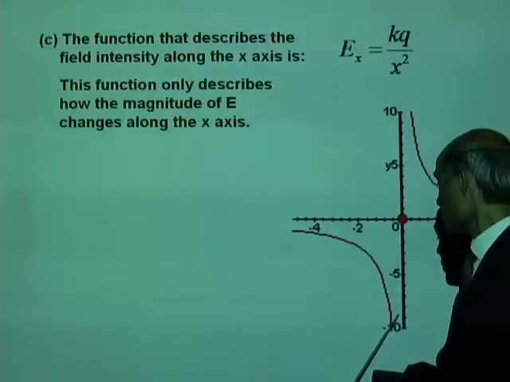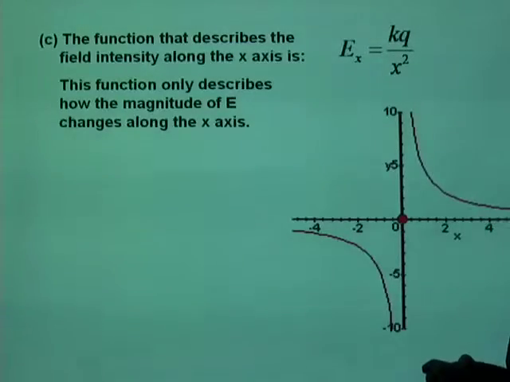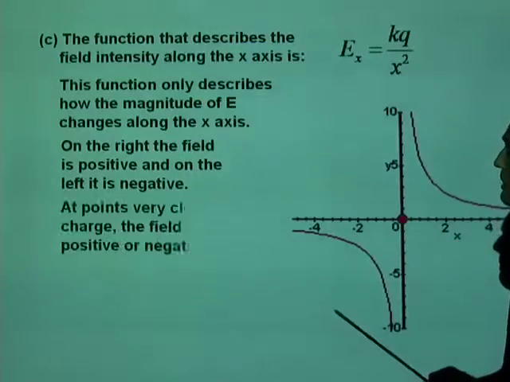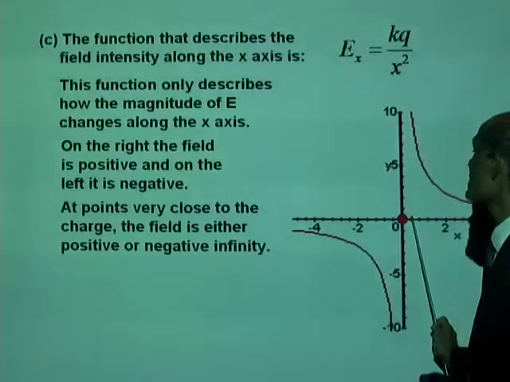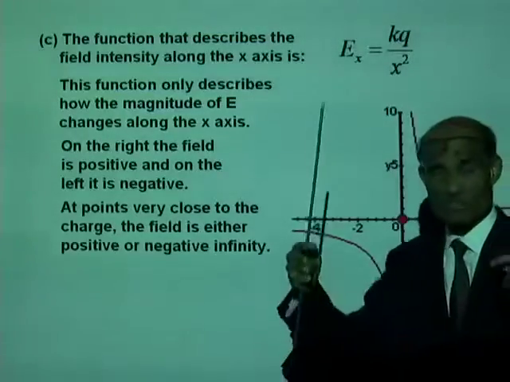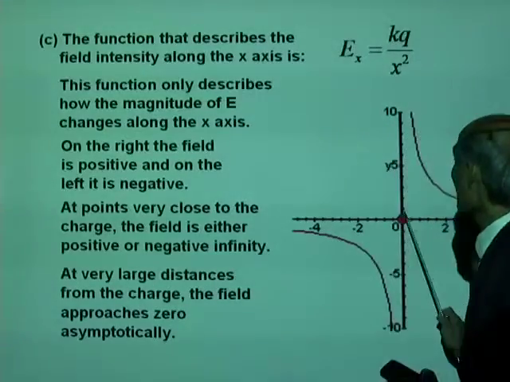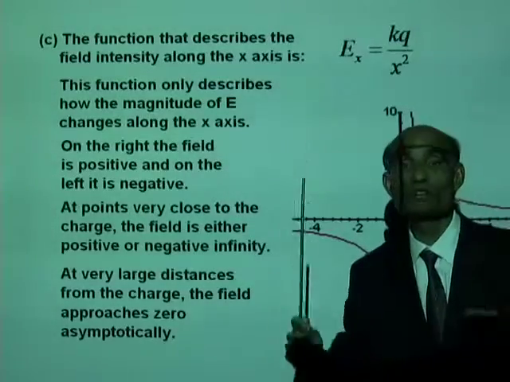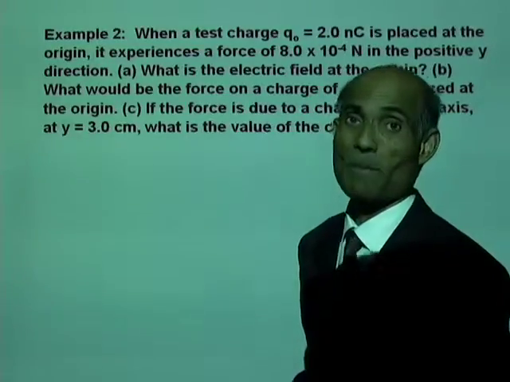Okay. The function only describes how the magnitude of E changes along the x-axis. Well, actually not. It also tells you the direction, because on the right side it is positive, on the left side it is negative. Alright? At a point very close to the charge, the field is either positive infinity or negative infinity, very large. And at very large distances, as you go far away, you can see the field get closer and closer to 0. Let's try another problem.